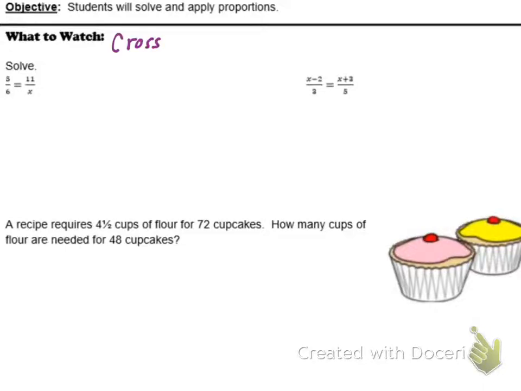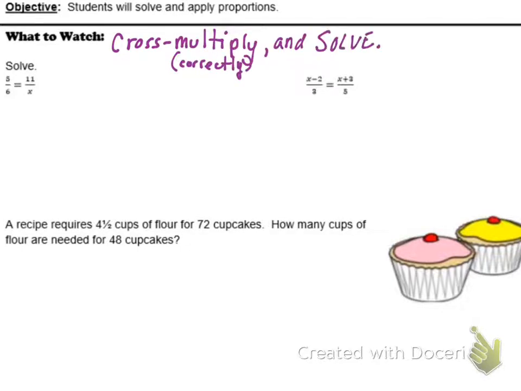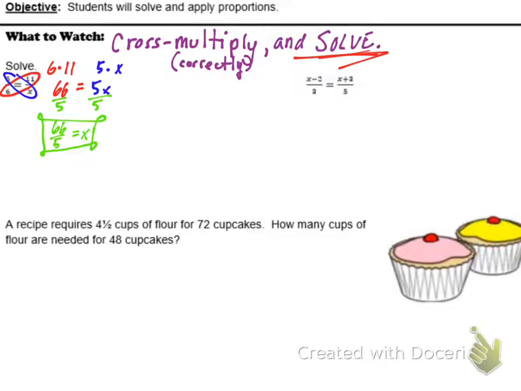Here we are learning to solve proportions, which is going to involve cross-multiplying and solve. Sometimes it's cross-multiply and divide, but I want you to remember cross-multiply and solve. All right. So, first one's pretty straightforward. We're going to multiply across, meaning I do the 6 times 11, giving me 66, and then 5 times the x gives me 5x. And now I have this simple equation to solve. Dividing by 5 on both sides gives us this.